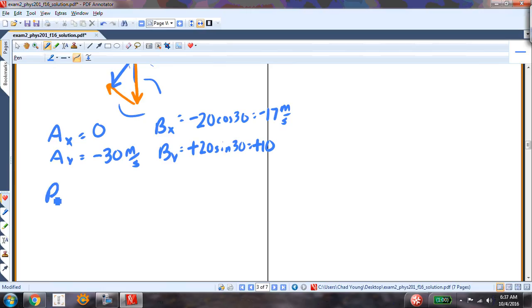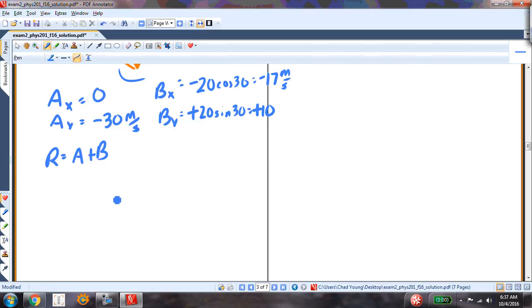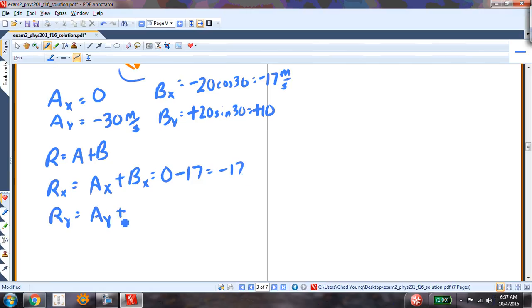Now, if r is equal to a plus b, then I need to find rx and ry. Rx will equal ax plus bx. That will be 0 minus 17. And ry will be ay plus by. That will equal negative 30 plus 10, which is 20. So those are my x and y components.